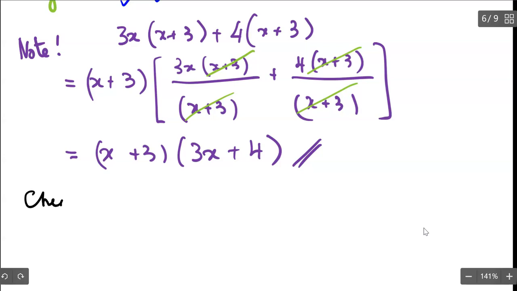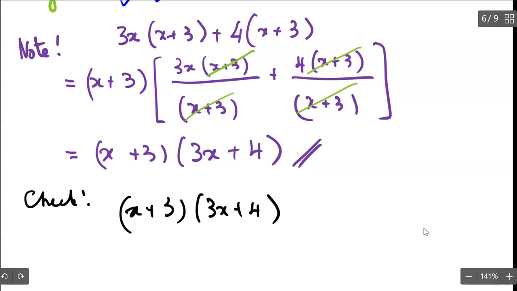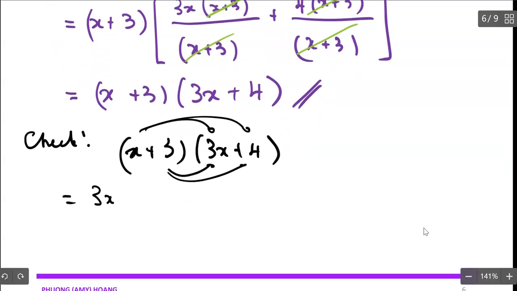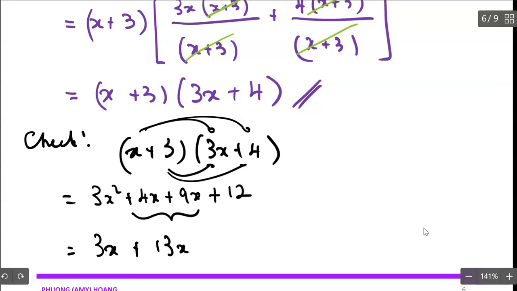Okay, so it's a good idea to check to see if we get the correct answer. Okay, so I'm going to check by multiplying this back in. So don't forget expanding on the term. So I should have 3x squared plus 4x plus 9x plus 12. So combine the two middle terms, I should have 13x plus 12.